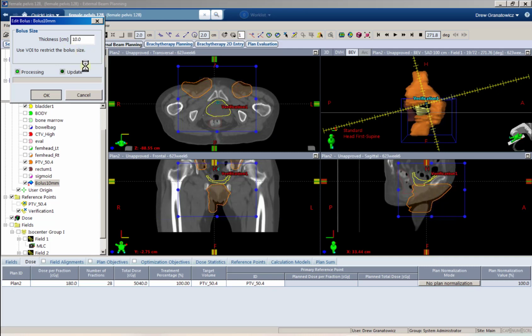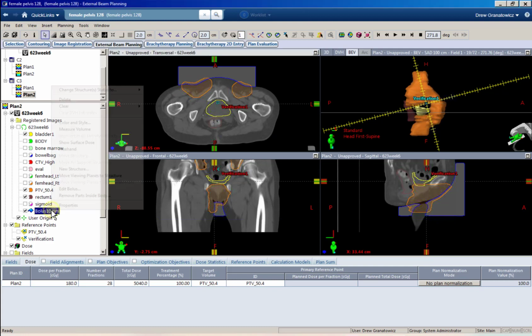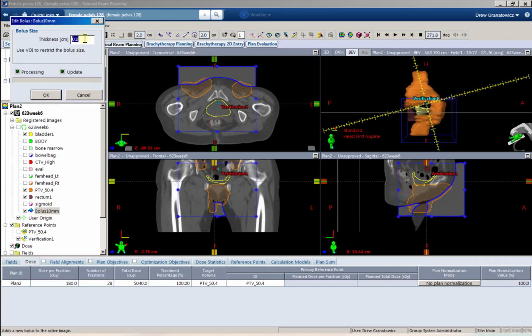Oh, it's taking forever because I accidentally put 10 cm. All right, I paused it so I could think about that. It took a while since I put 10 cm by accident. Obviously, we don't want to keep that, so I'm going to right-click on my bolus, edit bolus, and we're going to do it again. 1 cm.